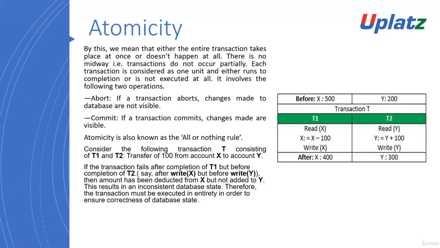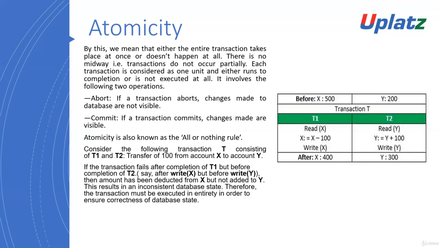By this, we mean that either the entire transaction takes place at once or doesn't happen at all. There is no midway. That is, transactions do not occur partially. Each transaction is considered as one unit and either runs to completion or is not executed at all. It involves the following two operations: abort and commit. Abort means if a transaction aborts, changes made to the database are not visible. Commit means if a transaction commits, changes made are visible. So basically, atomicity is this all or nothing rule.